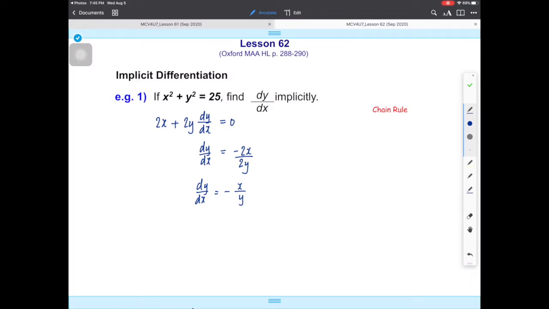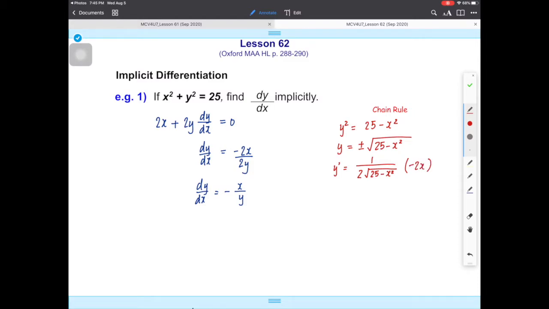This particular function can actually be written with y isolated relatively easily. So let's consider y squared equals 25 minus x squared. Y is plus or minus the square root of 25 minus x squared. Let's take the derivative of y here. So this is really 1/2 of 25 minus x squared, and then take the derivative of negative x squared, which is negative 2x.